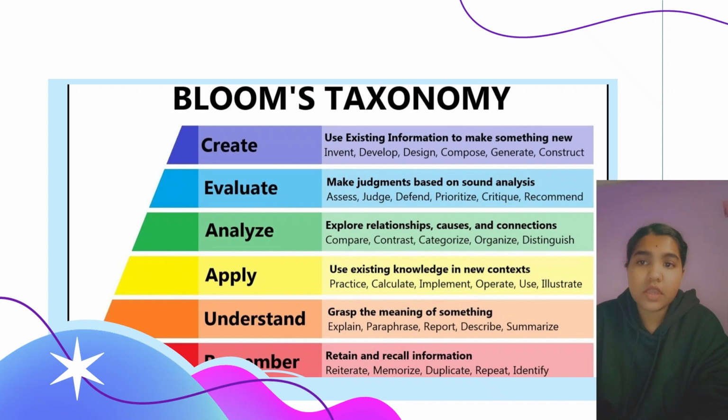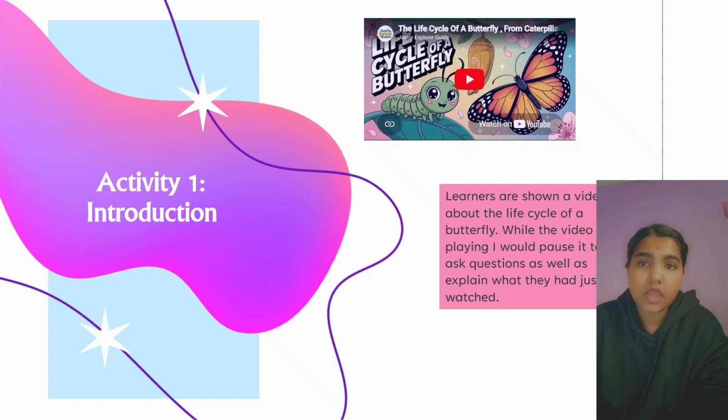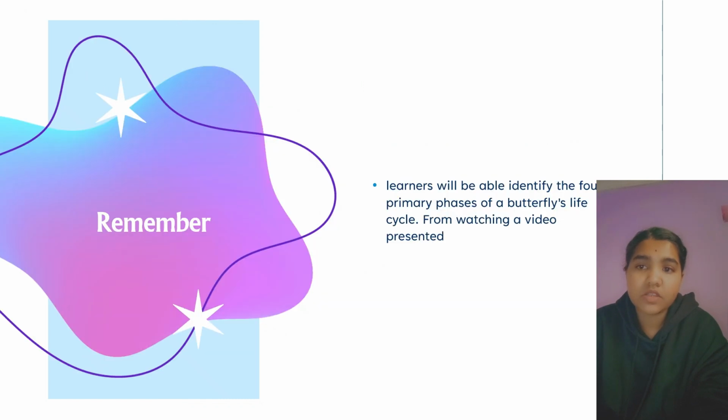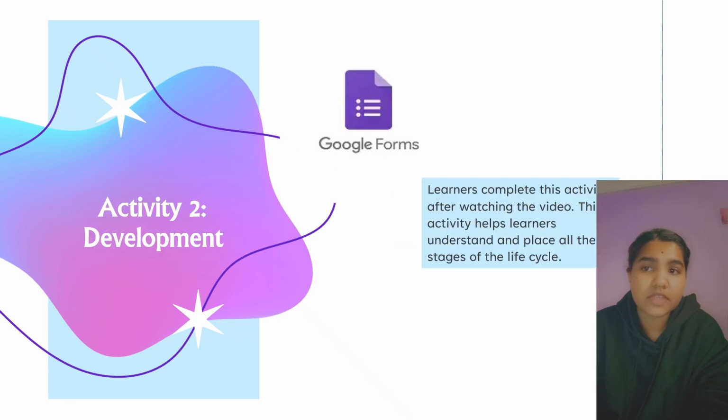The lesson will integrate Bloom's taxonomy in all three aspects of the lesson. In Activity 1, Introduction, learners are shown a video about the life cycle of a butterfly. While the video is playing, I will pause it to ask questions as well as explain what they had just watched. Integrating Bloom's taxonomy, Remember: learners will be able to identify the 4 primary phases of a butterfly's life cycle from watching a video presented.